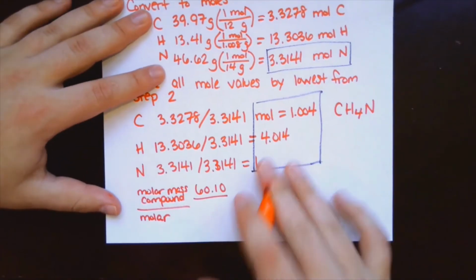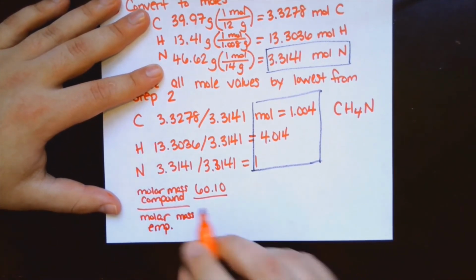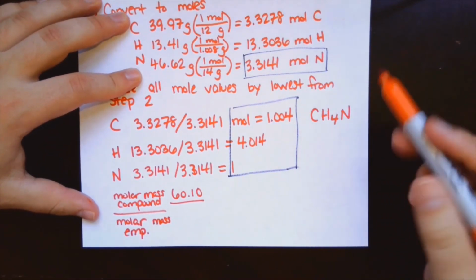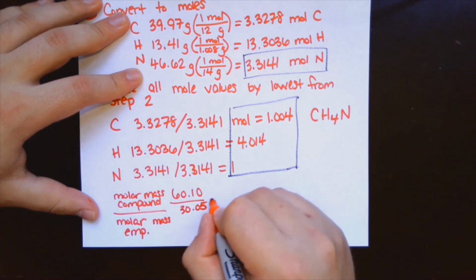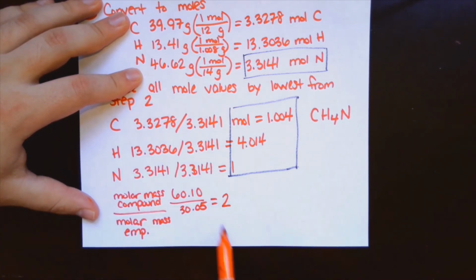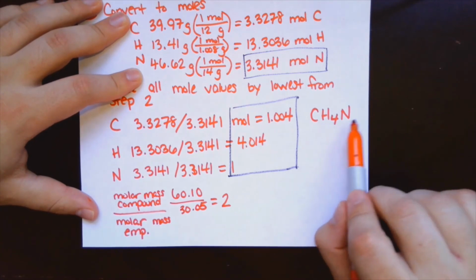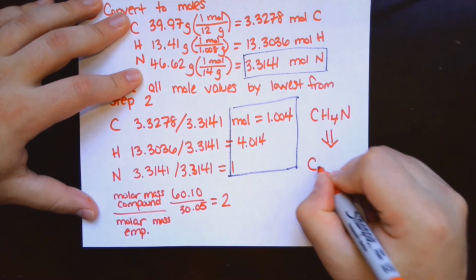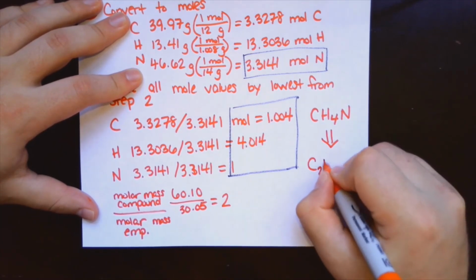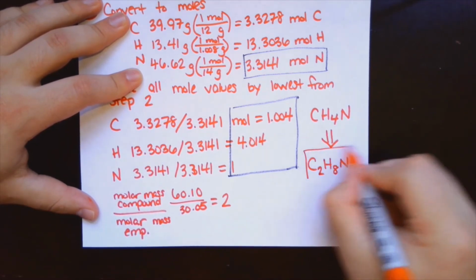You can just add this up from the periodic table, but for right now, I'll do that for you. It's 30.05. And so when you do that division, we get an answer of 2. What does that mean? That means that to convert this to your molecular formula, you need to multiply each subscript by 2. So C becomes C2, H4 becomes H8, and N becomes N2. And that is your final answer.